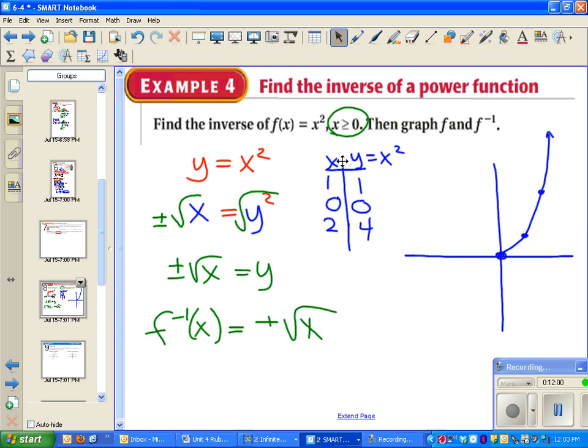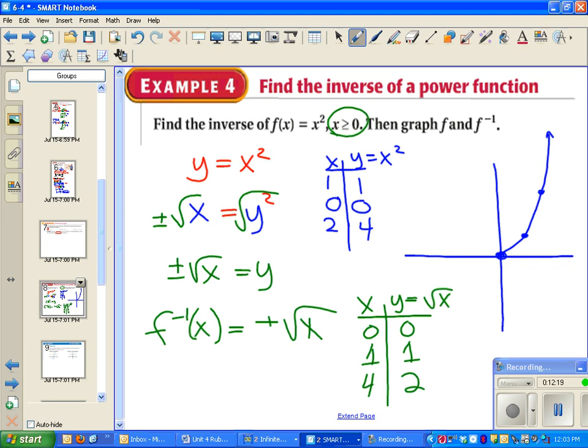When I graph the square root of x, let's see, numbers to use would be, I can plug in 0 and get 0. I can plug in 1. The square root of 1 is 1. I can plug in 4. That's a nice number to use. The square root of 4 is 2.